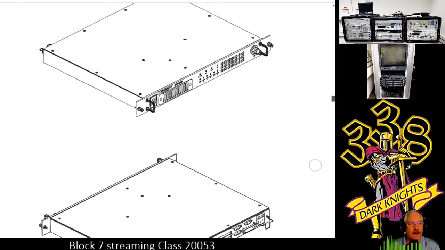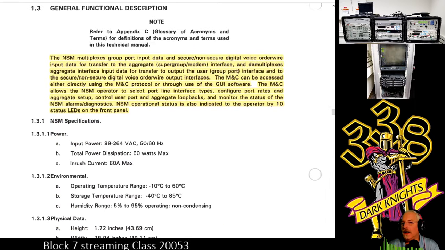General information. Okay, that's chapter 1. And then we get into 1.3, General function description. Now, even though the slide just gave you a generality, this provides you with a lot of details. The last sentence: NSM operational status is also indicated to the operator by the 10 LEDs on the front panel. Okay, did you see any LEDs on the back of it, on the case? No, sir. I didn't see any on the front either. Okay, really? I wasn't looking for them. No, sir. Okay, well, when you were... Go ahead.